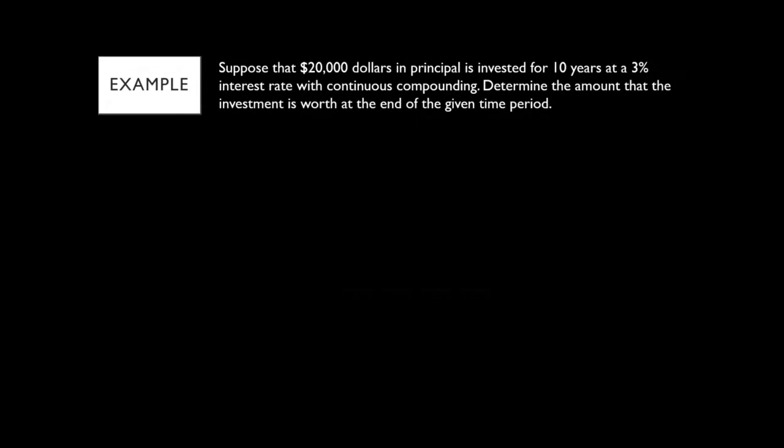Suppose that $20,000 in principal is invested for 10 years at a 3% interest rate with continuous compounding. That word continuous is really important because that's telling us that we need to use the formula with E. Determine the amount that the investment is worth at the end of a given time period. So continuous means we use the formula A equals P E to the RT.